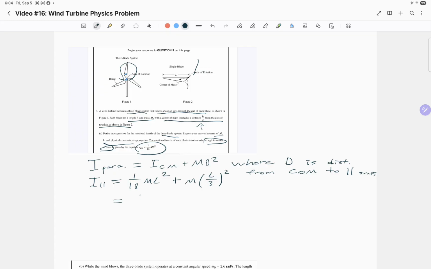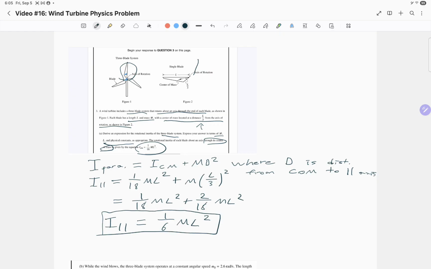If we follow through with this calculation, we'll have 1/18 ml squared plus 2/18 ml squared. What I did there was some quick math. I had L/3 squared, which is L squared over 3 squared, which is 9. So L squared over 9 could be rewritten as 2/18 L squared times M, 2/18 ml squared. That's pretty easy there. And then finally, I don't need to baby step through this as I'm going. 1/18 plus 2/18 ml squared just gets you 1/6, because 3/18 is 1/6. There you go. There's your answer.